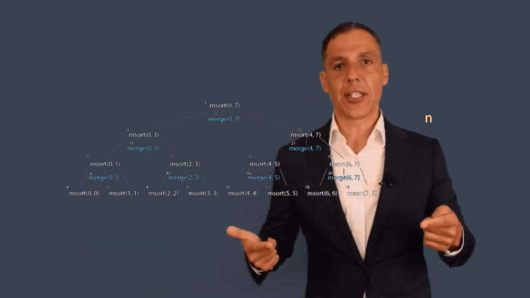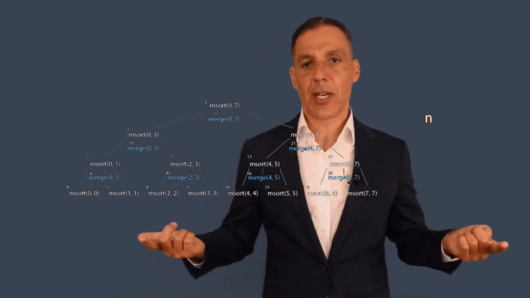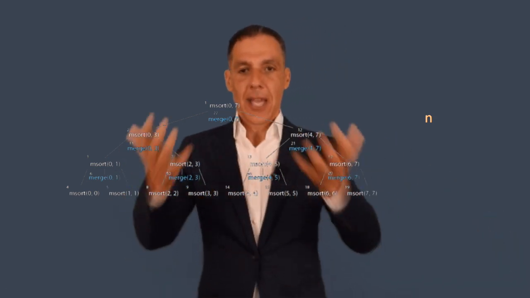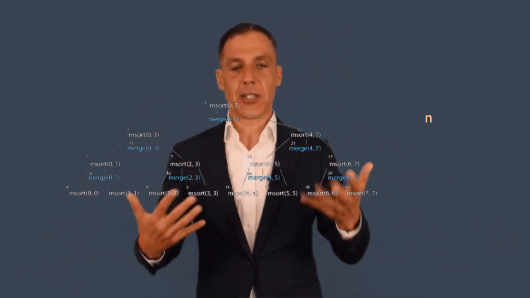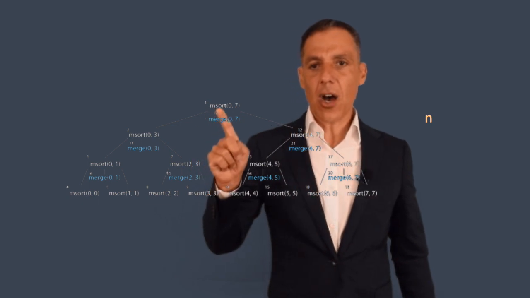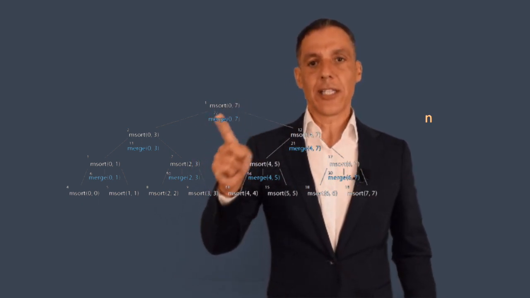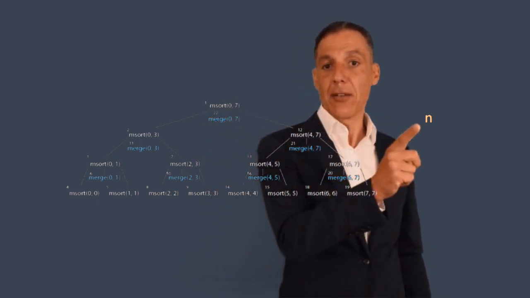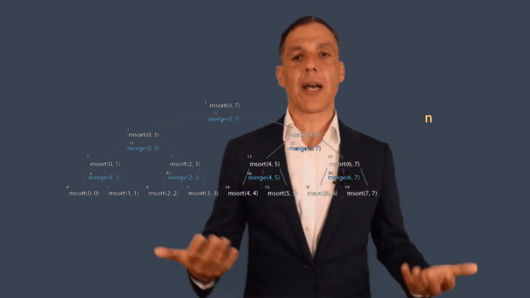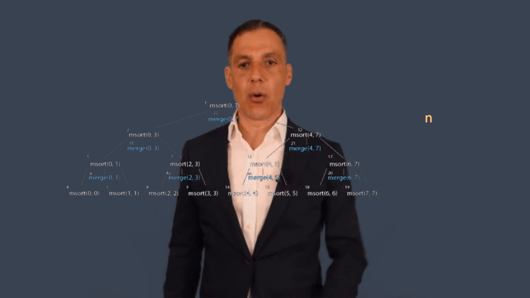Where is the cost here? The cost is in the merge, right? That's where all the work is being done. Everything else is just a recursive call and a couple of conditionals. So what's the cost of merging a list with n elements? It's n. We saw that already. It's a linear time merging algorithm. So the last merge is going to cost me big O of n.